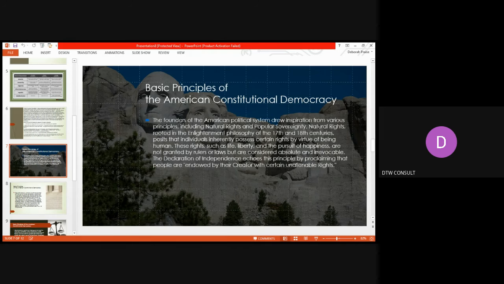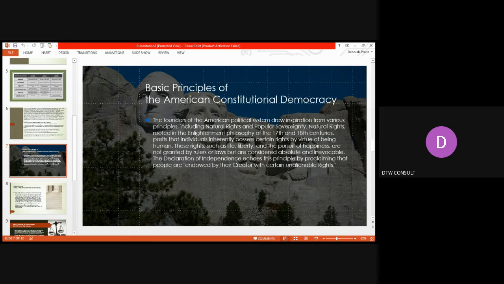It's just important for you to understand that the American constitutional democracy is rooted in natural rights and popular sovereignty. It is rooted in the Enlightenment philosophy of the 17th and 18th century, which holds that people have their rights, and that is why America is considered the country of the free.